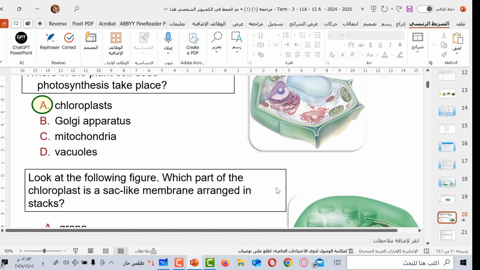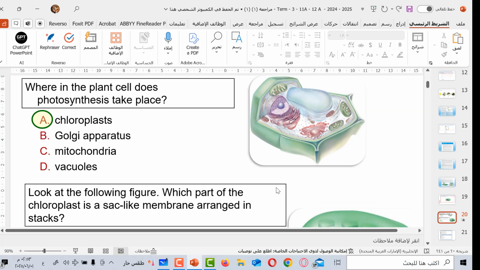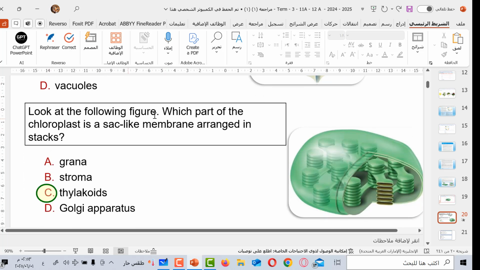See here another question. He asked, in the plant cell, photosynthesis takes place where? In the chloroplast. Okay, here look at the figure. Which part of the chloroplast is sac-like? Sac-like is like a sac. Membranes arranged in stacks are called thylakoids. Sometimes it's called granum, because the grana means all of this.